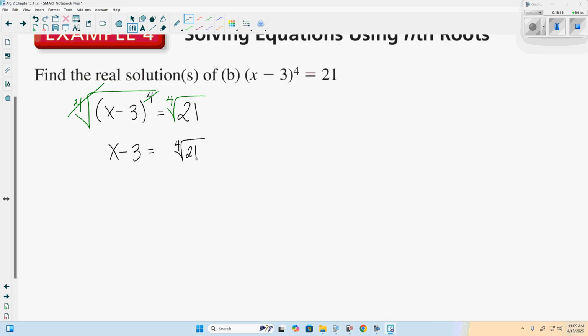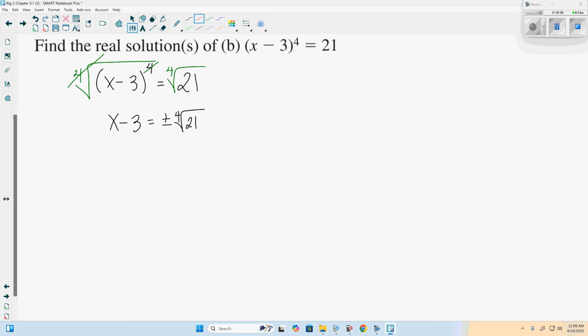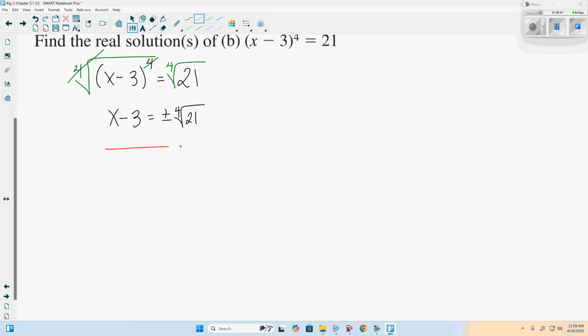But we took an even root, yes? Anytime we apply an even root to both sides, we have to add the plus or minus. This only goes with even roots. Whenever we take the even root to both sides, we have to put the plus or minus. And then lastly, we need to solve for x. Because x is not by itself, we're going to add 3 to both sides, showing us x is equal to 3 plus or minus the 4th root of 21. We always put that number we add or subtract on both sides in front of that plus or minus.